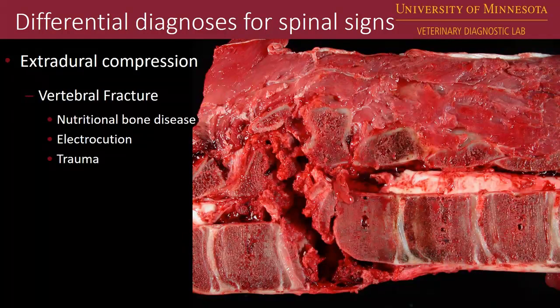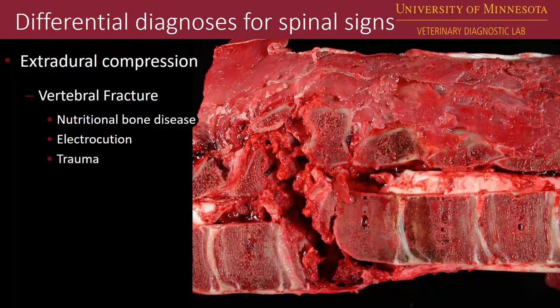So extradural compression, kind of the classic would be a fracture, a vertebral fracture. If you see this, one thing that I would highly think about is some sort of nutritional bone disease. So you should probably be grabbing a rib in addition to this fracture site here. You should probably look at your ration to make sure that you've got the right vitamin D, calcium, phosphorus. And then at the same time, you should start looking for other causes.